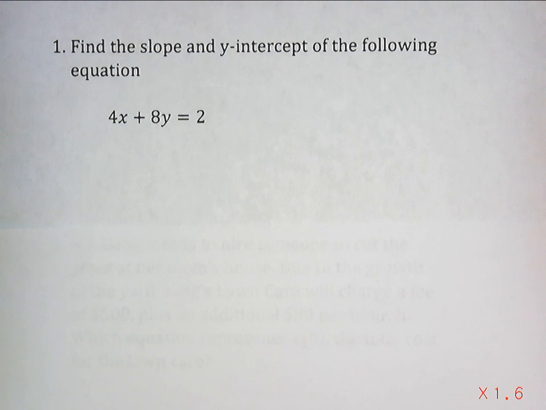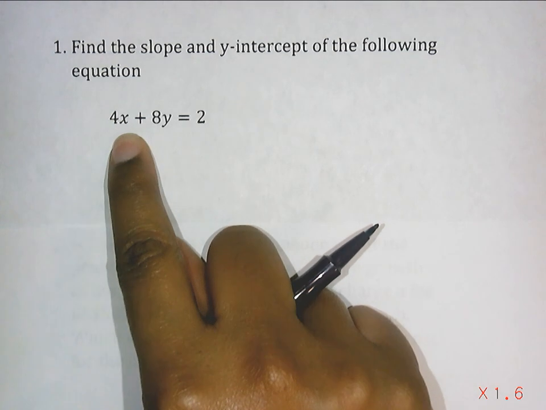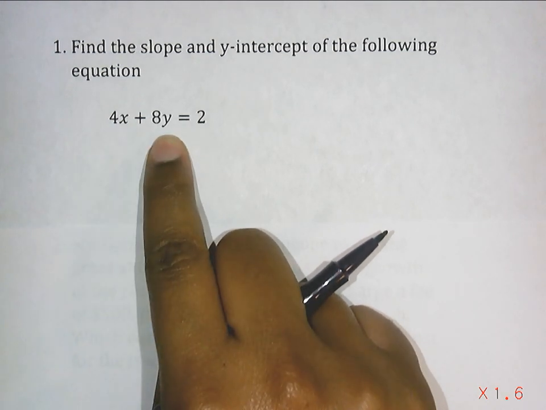So let's get started. Find the slope and y-intercept of the following equation. 4x plus 8y equals 2. Here's where we're going to start. The first thing is 4 is not our slope, 8 is not our y-intercept.